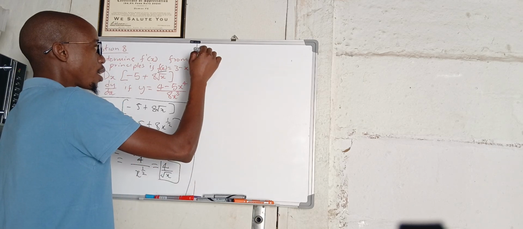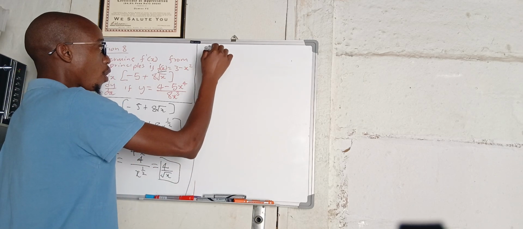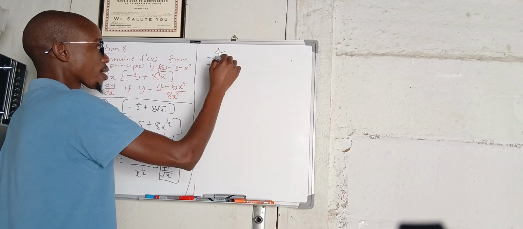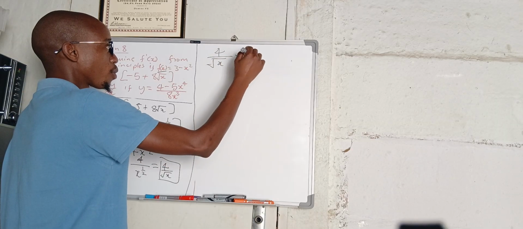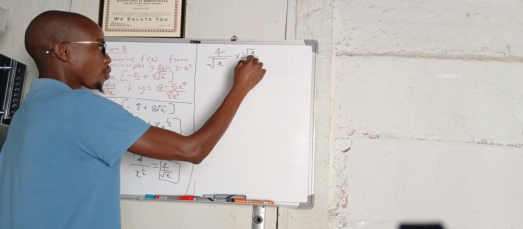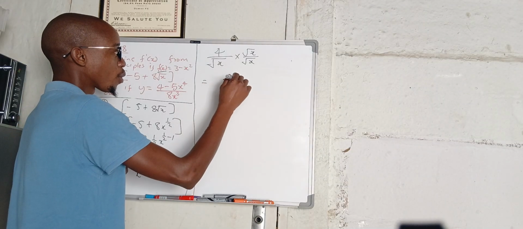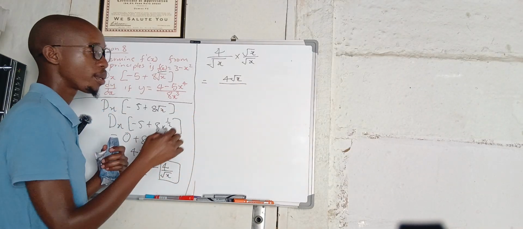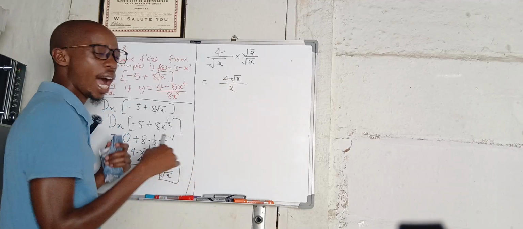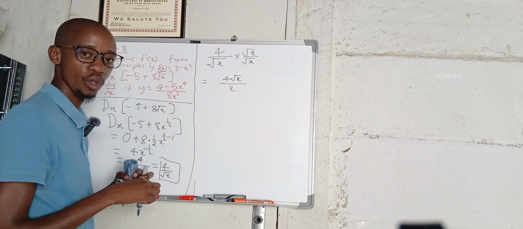We will be having 4 all over the square root of x multiplied by the square root of x all over the square root of x. Now, on top there we will be having 4 square root of x. In the denominator we will be having x. How and why are we having x in the denominator?